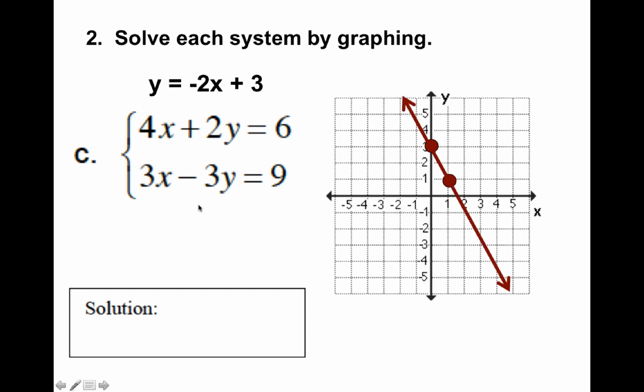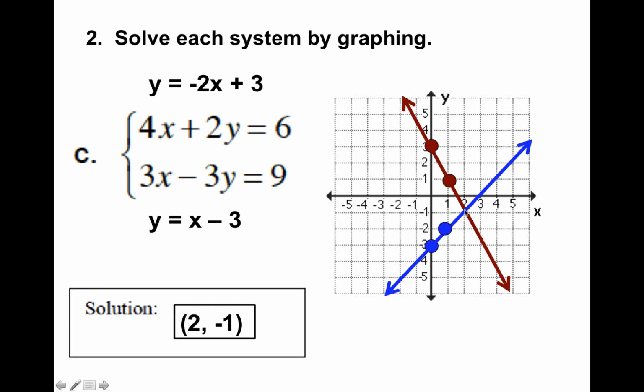To get y by itself in this equation, you have to subtract the 3x and then divide both terms by negative 3. So you should get y equals a positive x minus 3. So your y-intercept is negative 3, and your slope is a positive 1 over 1. So you go up 1 over 1, up 1 over 1, and so on. Where these lines intersect is the solution, so notice that's going from the origin right 2, down 1. So your solution is at 2, negative 1.